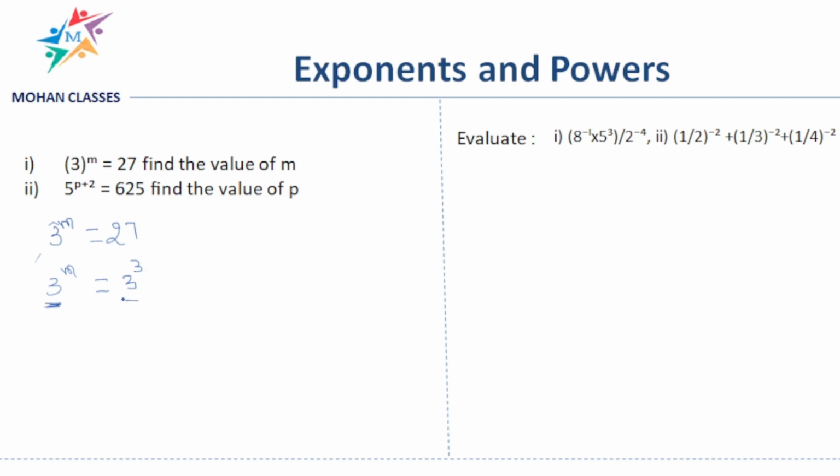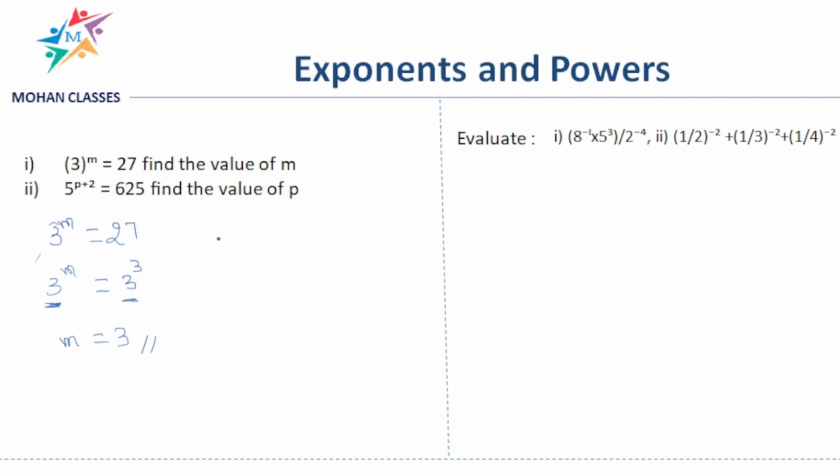Here the base is the same. Therefore, if a to the power of m is equal to a to the power of n, it means m is equal to n, I told you, right? Therefore, m is equal to 3. The value of m is 3 here.